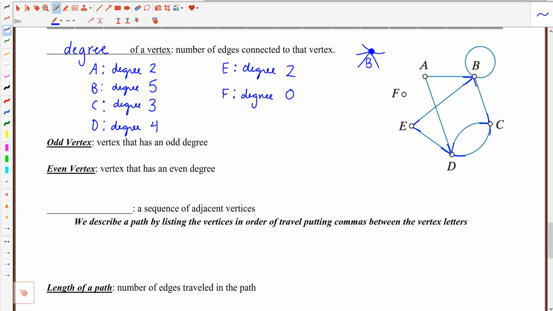Now, based upon this argument of degrees, each vertex then can be classified as an odd vertex or an even vertex. An odd vertex will be a vertex that has an odd degree, and an even vertex will be a vertex that has an even degree. So in this example right here, my odd vertices are going to be B and C, and my even vertices, so the vertices that have even degree, will be A, D, E, and F.